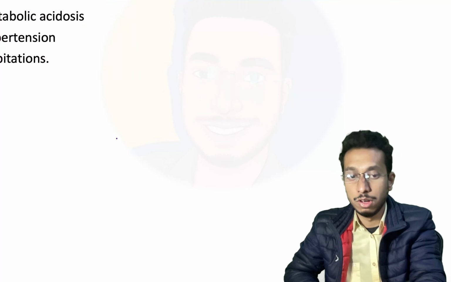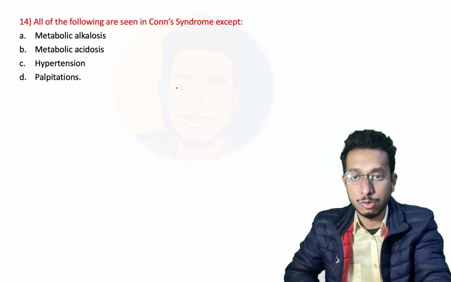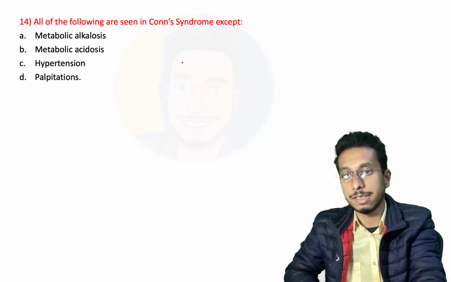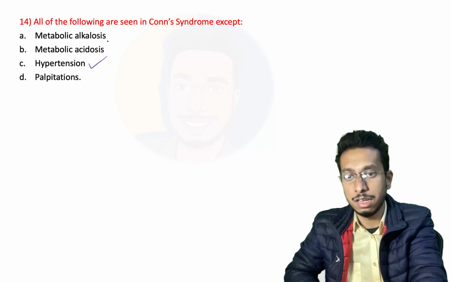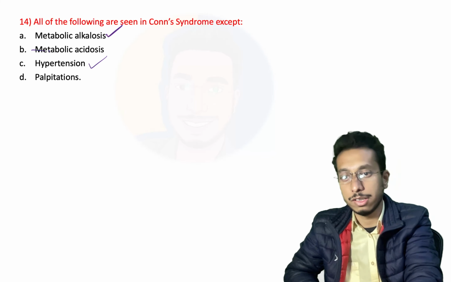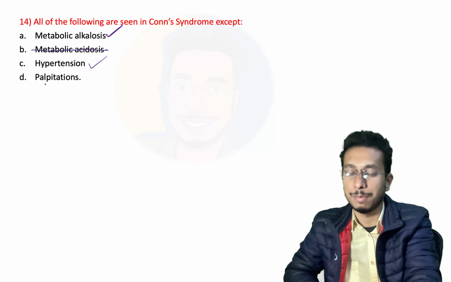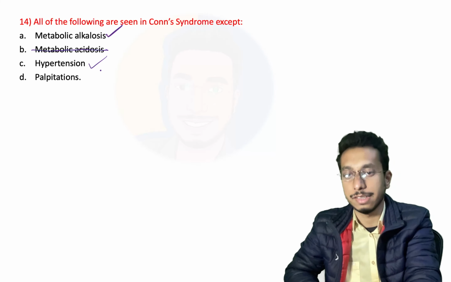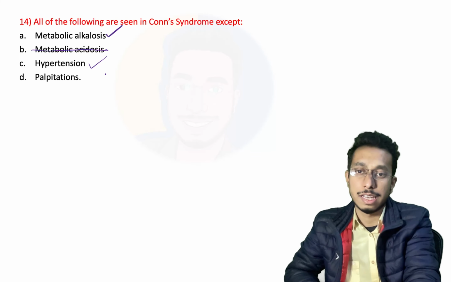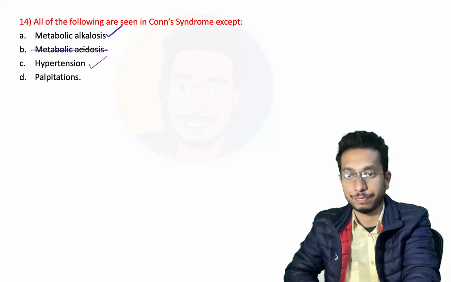mass. So coming to this question once again, it says all of the following are seen in Conn syndrome except. So hypertension is seen, metabolic alkalosis is seen, no, acidosis is not seen. Palpitation sometimes can be seen associated with the hypertension in such patients. Okay, palpitation is again due to the aldosterone excess.